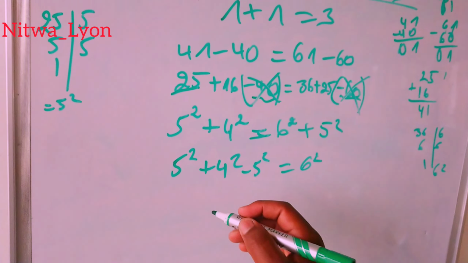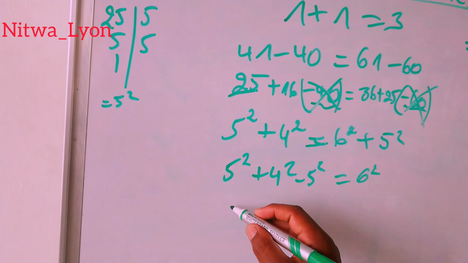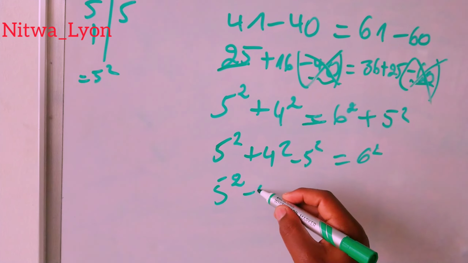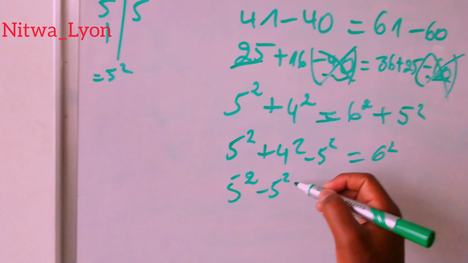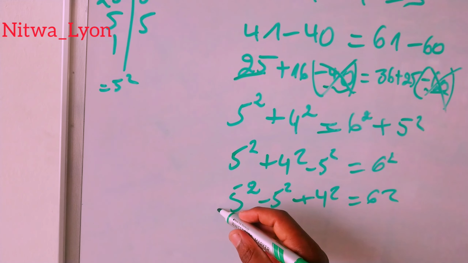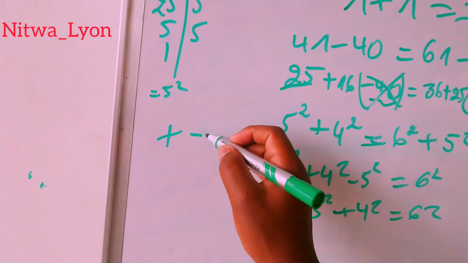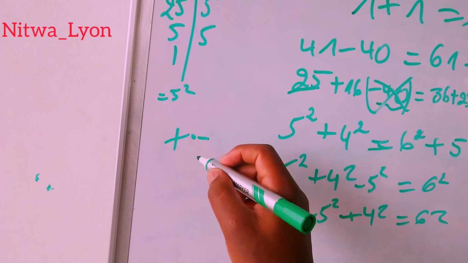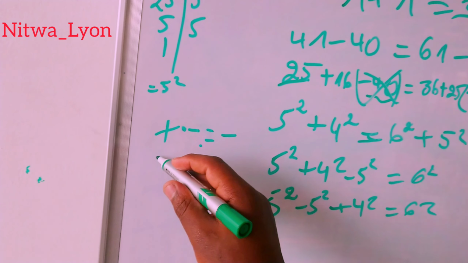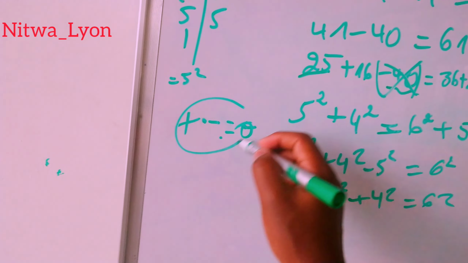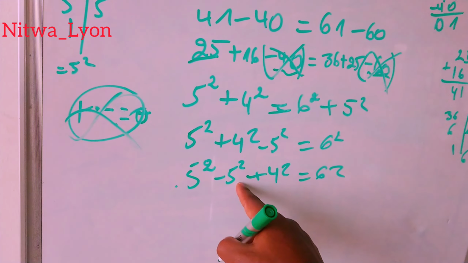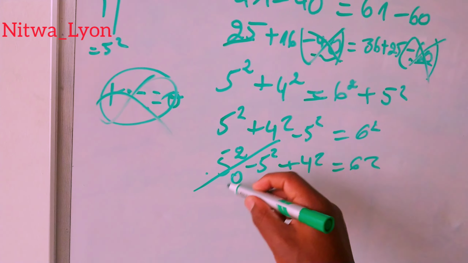Then let's put together what are equal. 5 squared minus 5 squared, this will come with this, plus 4 squared equal to 6 squared. You see, if you have plus and a negative, this means their multiplication will be negative. If they are equal, it will equal 0. Then 5 squared minus 5 squared equals 0.